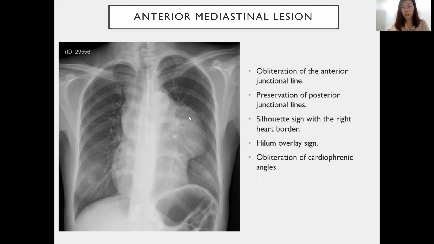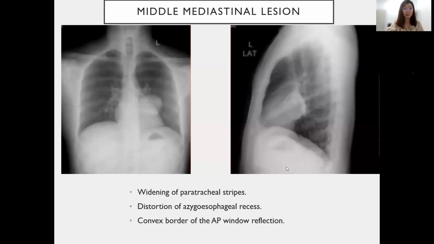Okay, so if the lesion is located lower down here, it will obliterate the cardiophrenic angle. All right, so for the middle mediastinum, sometimes it's a bit difficult if we only identify it on the frontal radiograph, just like in this. So you need to add on a lateral radiograph to see that the mass is located at the middle mediastinum. Okay, there will be widening of the paratracheal stripe here. If the mass is higher up, then distortion of the azygoesophageal recess and a convex border of the aortopulmonary window reflection, this part, but we very rarely use these features to identify a middle mediastinal mass.